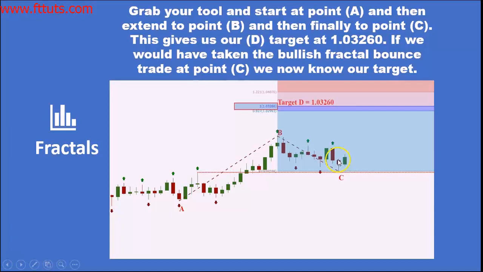So if we entered the trade right here on the rejection high, now we want to know where to go to. Well, quite naturally, we always got to go through point 2, or B, and then we're looking for point D, sorry. So D target is going to be at 103.260.